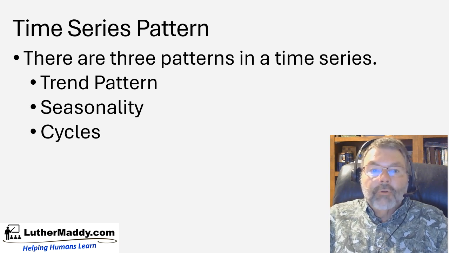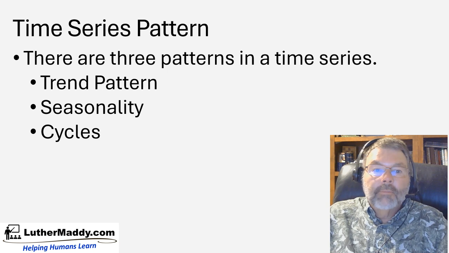For instance, we could have a trend. Maybe we're going up over time or down over time. Seasonality: maybe in the winter we don't sell as much of our product as we'd like to. Or cycles: maybe business cycles affect our product as well. We'll be talking about these a little bit more as we continue on.